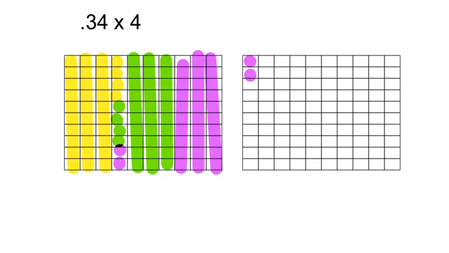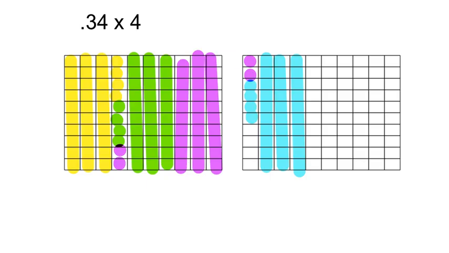new column. I need 1 more group of 34 hundredths, since I'm trying to find 4 groups of 34 hundredths, and I've already completed 3. 1, 2, 3 tenths, and 1, 2, 3, 4 hundredths. Now I have 4 groups of 34 hundredths represented.